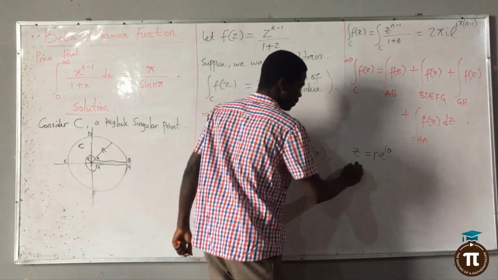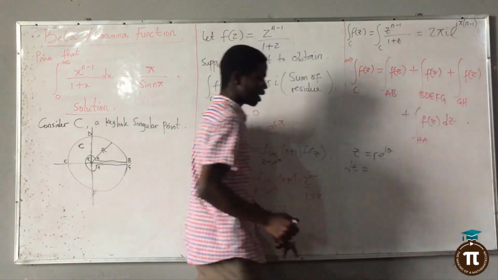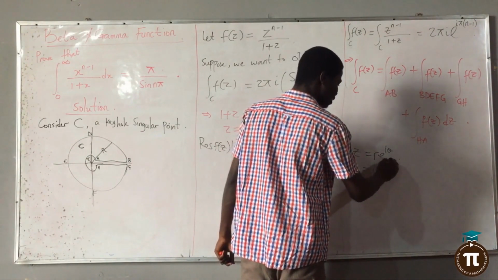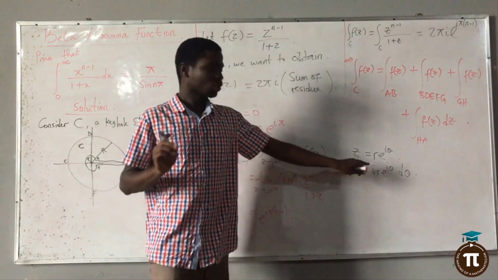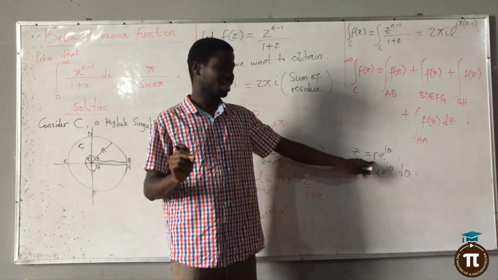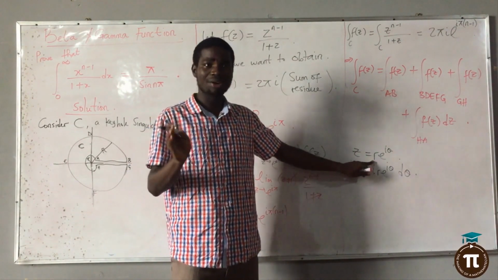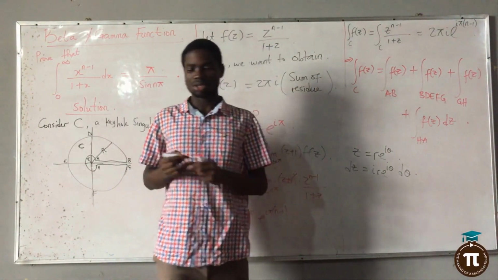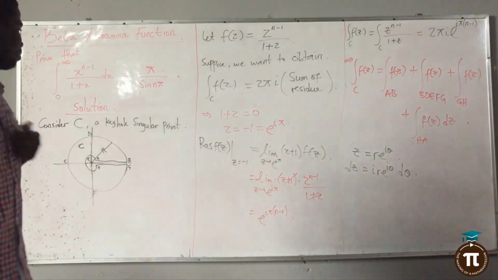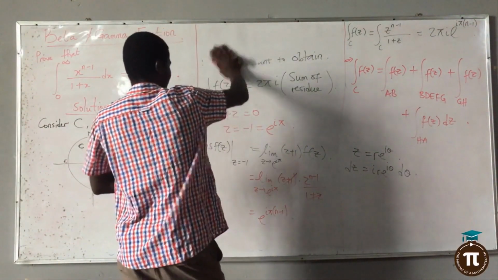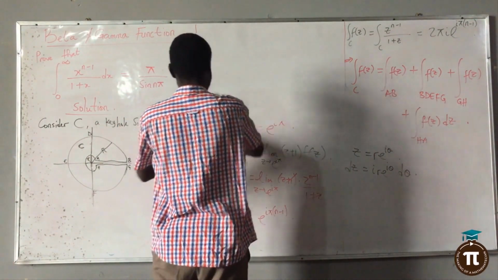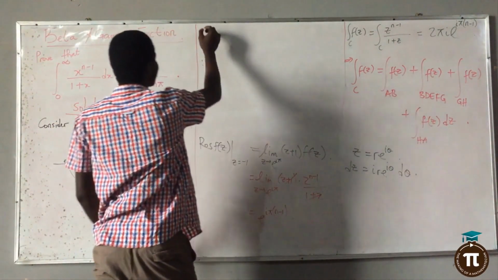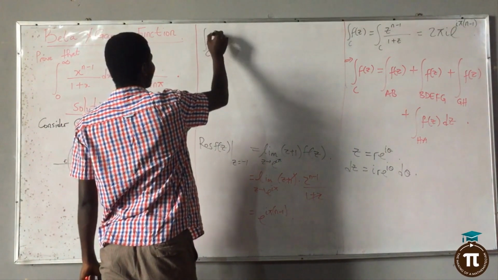Now differentiate z with respect to theta, it will be equal to i r e raised to power i theta d theta. So if the radius is capital R, you have capital R. If the radius is small r, you have small r, as you can see here. So look at what we are going to do next from here.